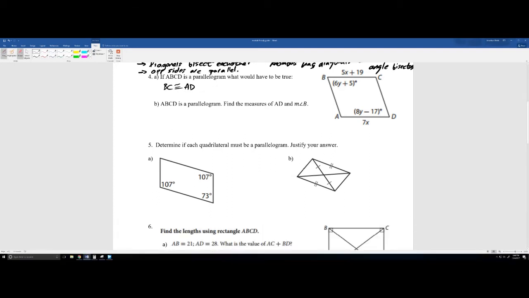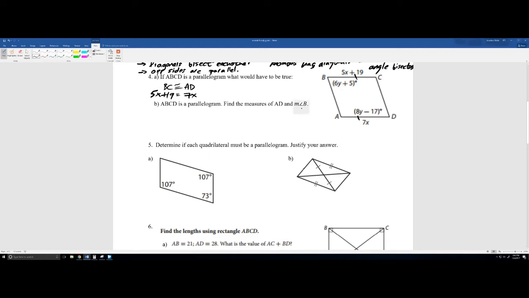So the setup would be this. BC, which was 5x plus 19, should equal AD, which is 7x. Solve for x, plug it back in, and you should get your side length. Okay, so that's the setup for the idea of congruency for a parallelogram.